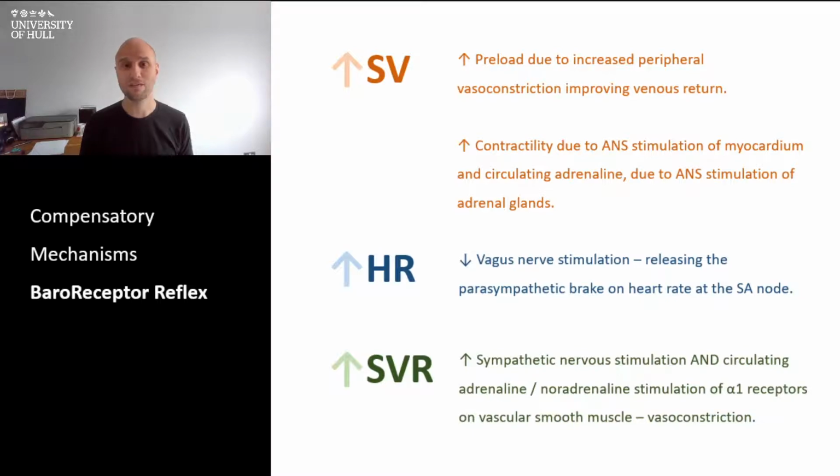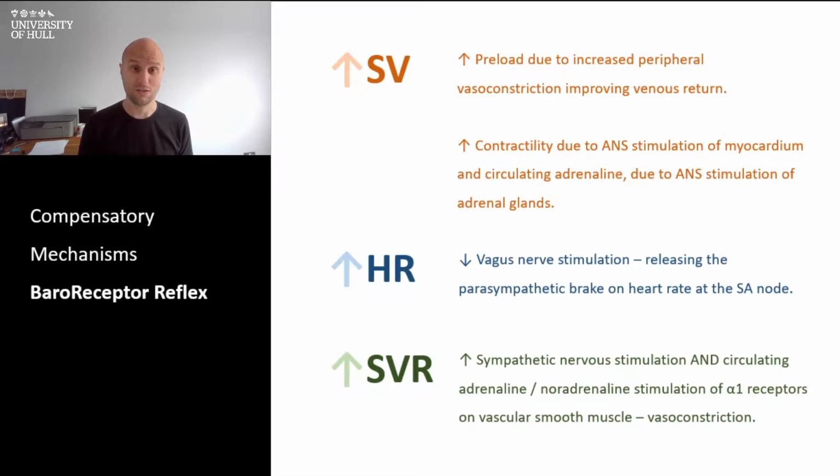So we might say that the baroreceptor reflex improves the stroke volume by increasing the preload due to peripheral vasoconstriction. It'll also increase the contractility by direct sympathetic stimulation of the myocardium, but also because it increases the circulating catecholamines, so those adrenaline and noradrenaline which have been released from the adrenal gland under stimulation from the autonomic nervous system.